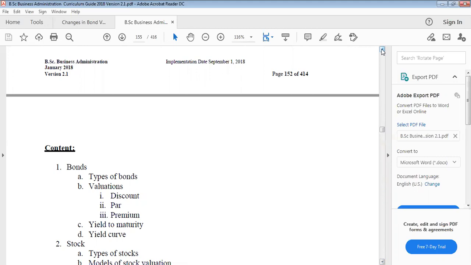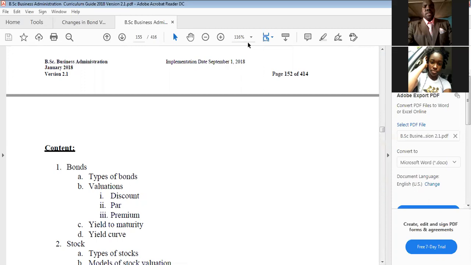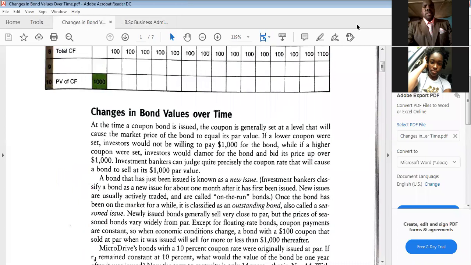All right, so I went through that section with you. Now we're going to look at some additional evaluations. We look at bond valuations in more detail now. So we're going to start from this section: at the time the coupon bond is issued.